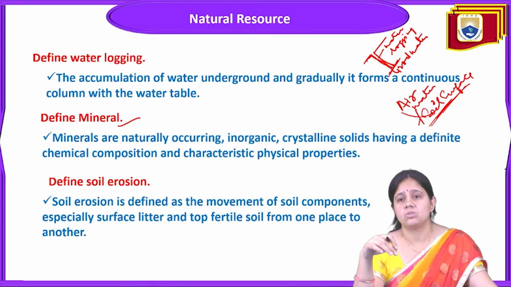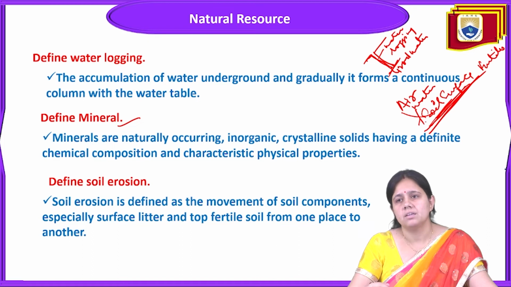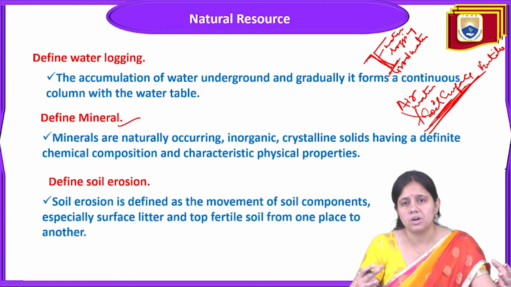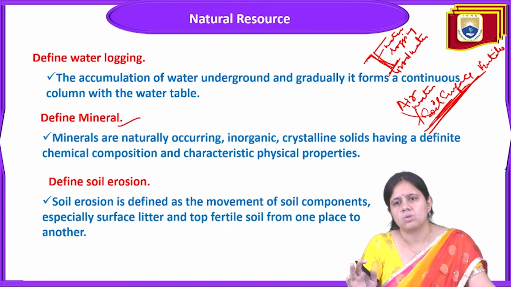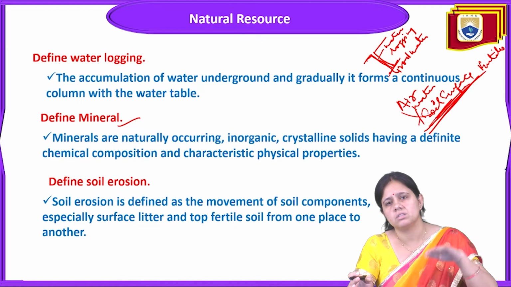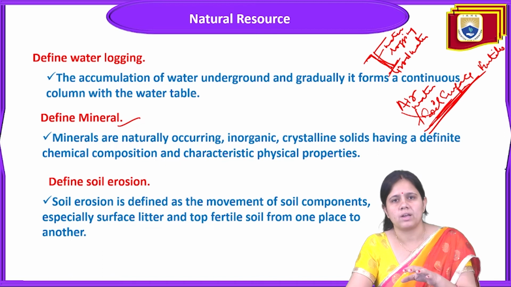This surface litter and top layer of soil is basically the fertile soil. Due to rain and air, and due to a lack of plantation, the soil is not bound in place, and normal rain and normal air will move the soil from one place to another, and that will lose the fertility of the soil. So soil erosion is a very bad condition for any soil, because it erodes the topmost layer, which is the fertile soil of any area.